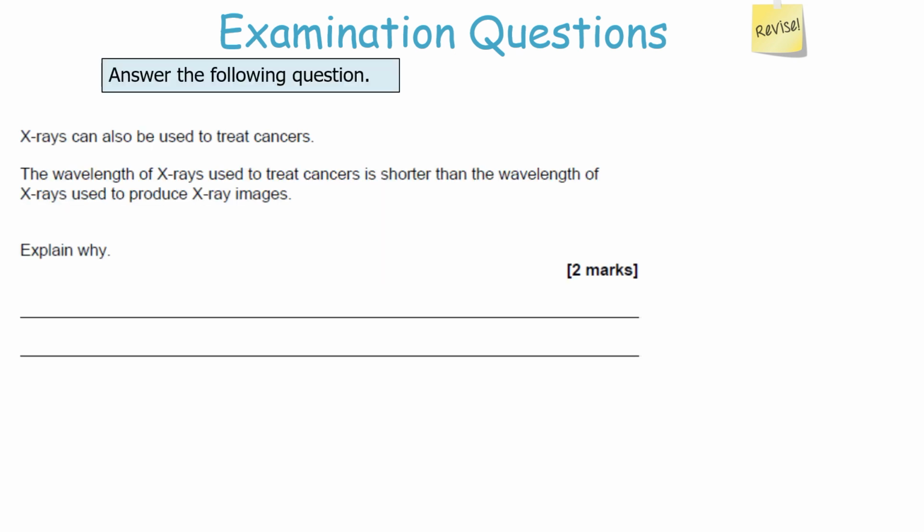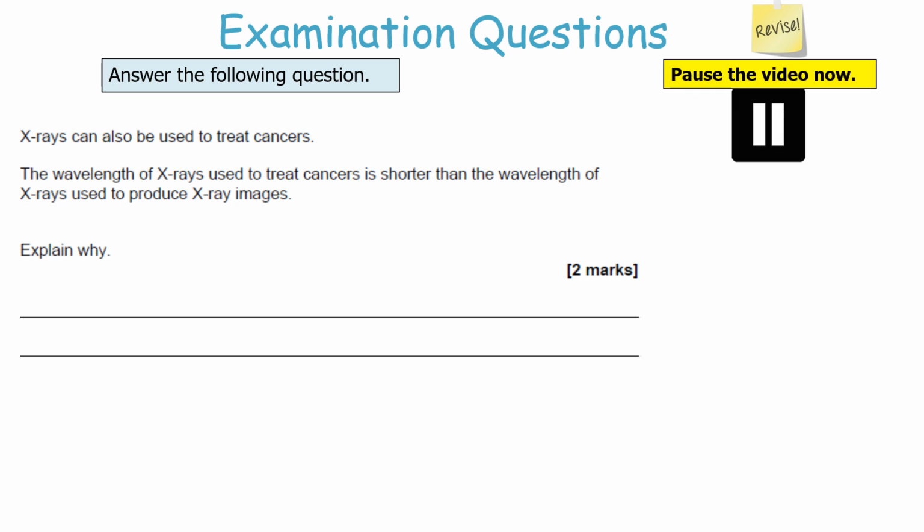The next question says, X-rays can also be used to treat cancers. The wavelength of X-rays used to treat cancers is shorter than the wavelength of X-rays used to produce X-ray images. Explain why. So pause the video now, then unpause the video when you want to go through your answer.